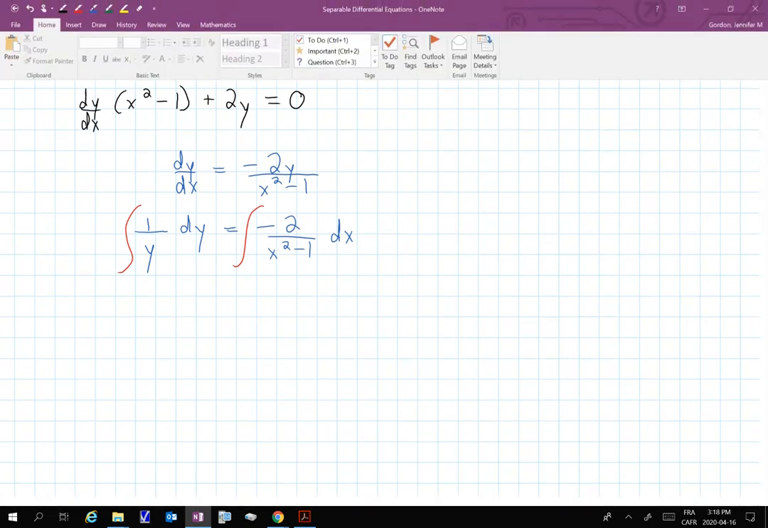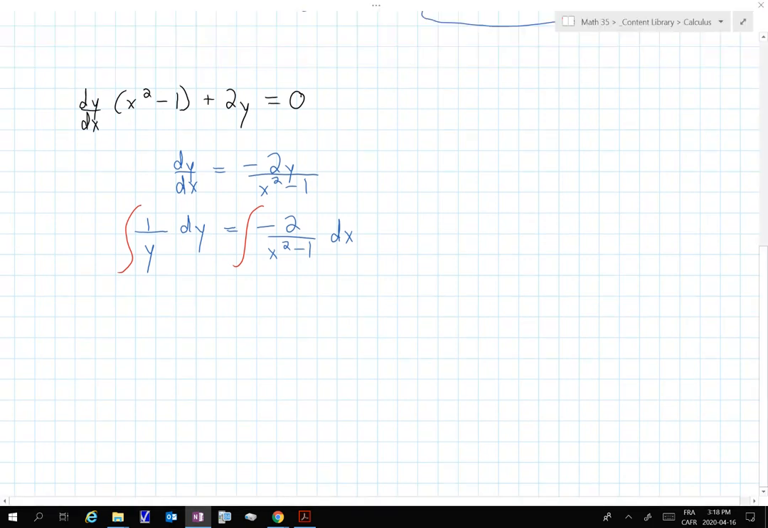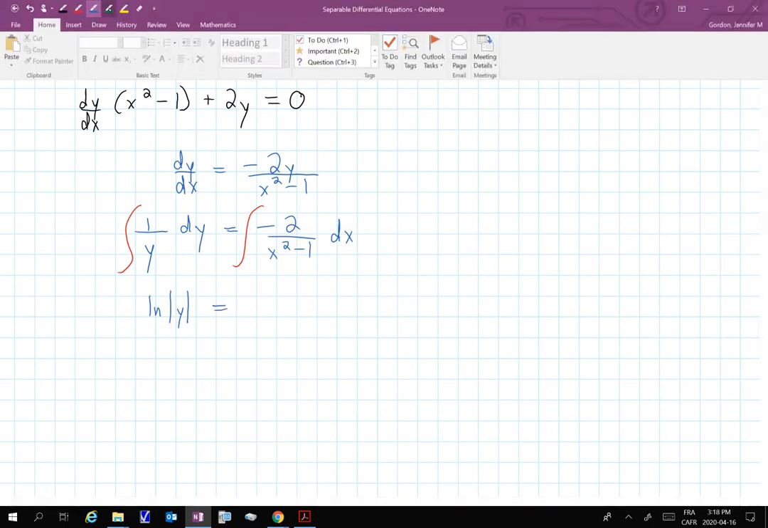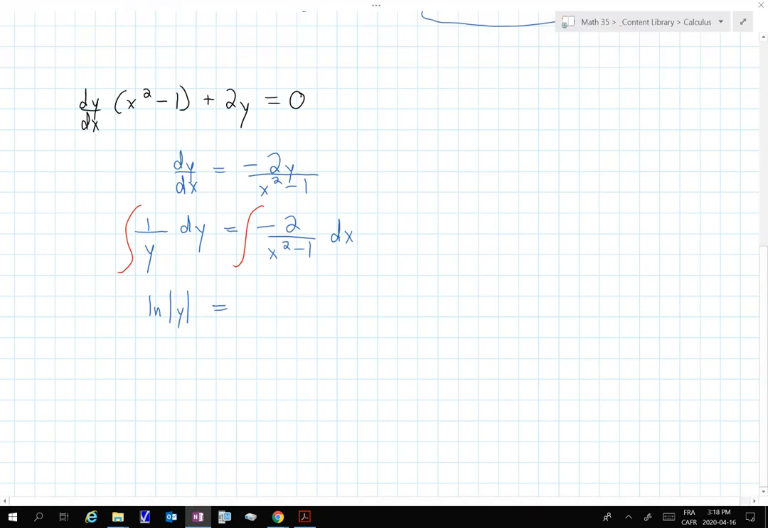When I do that, I have the antiderivative of 1 over y. Well, this is going to be the natural log of the absolute value of y. I'm not going to add the constant on this side because I'll just add a constant on the other side. To integrate this expression over here, negative 2 over x squared minus 1, I'm going to need partial fractions.